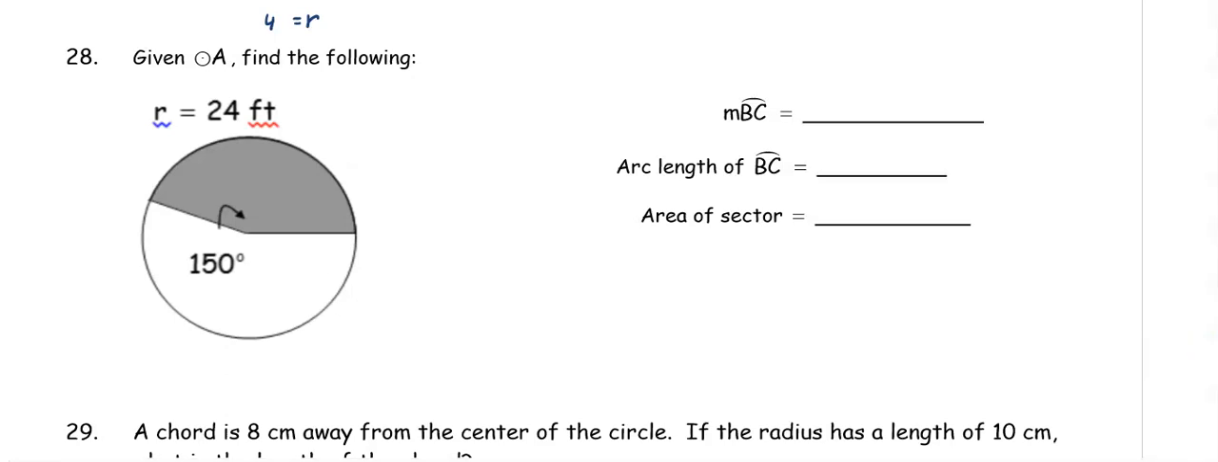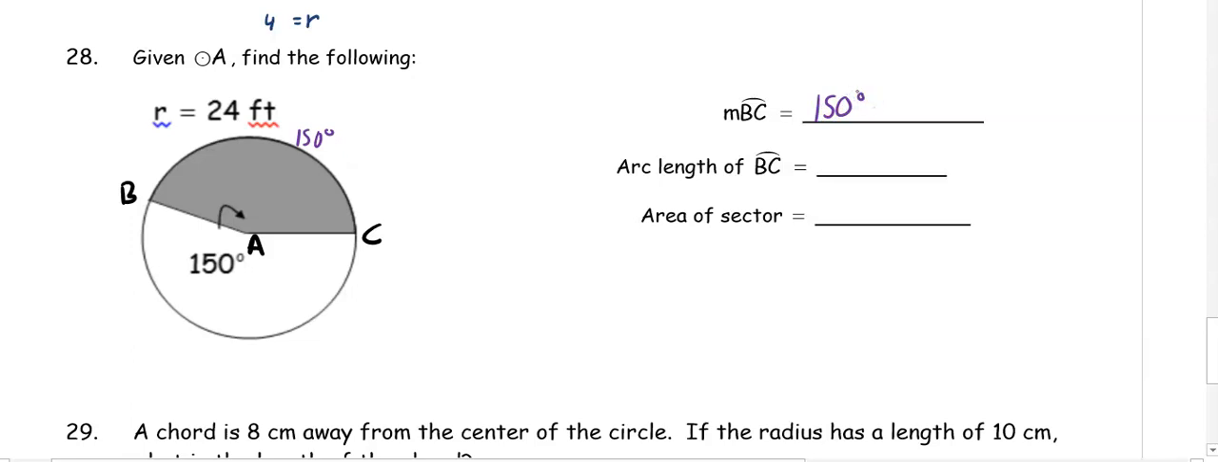Number 28, given circle A, find the following. So we want the measure of arc BC. So it's missing the letters here. We'll just add them, A, B, C. So our arc is going to have the same measure as the angle. So if the angle measure is 150 degrees, the arc is also 150 degrees for the measure.